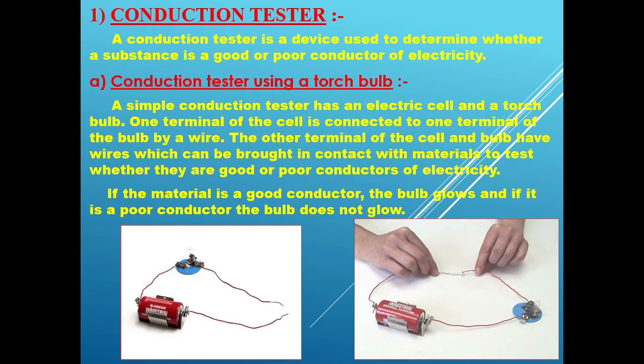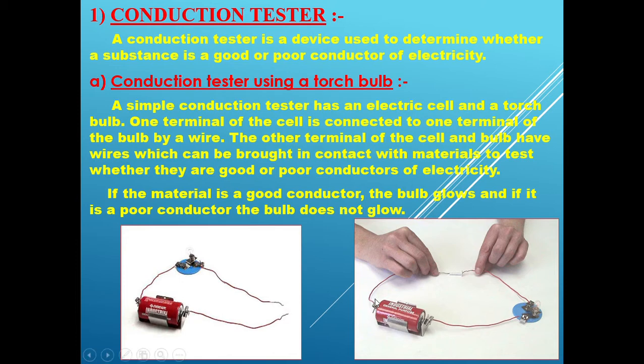So, a simple conduction tester has an electric cell and a torch bulb. One terminal of the cell is connected to one terminal of the bulb by a wire. And the other terminal of the cell and bulb have wires which can be brought in contact with materials to test whether they are good or poor conductors of electricity.